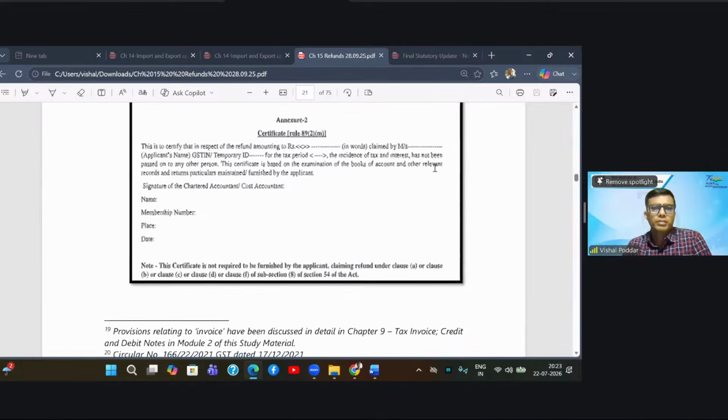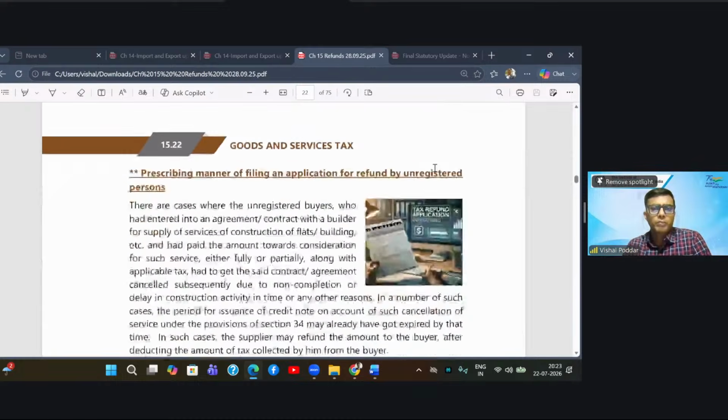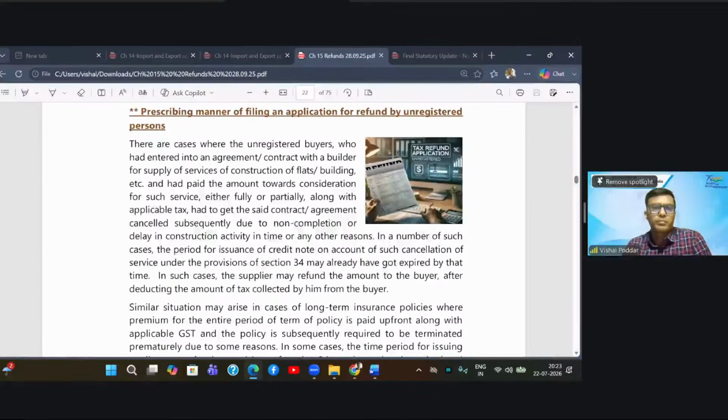So this is that certificate which you have to submit. Now comes an interesting point: manner of filing application for refund by unregistered person. Now this was introduced later on, where the government realized that, like in case of a builder, you have booked a flat with a builder and later on for some reason you have to cancel that contract.